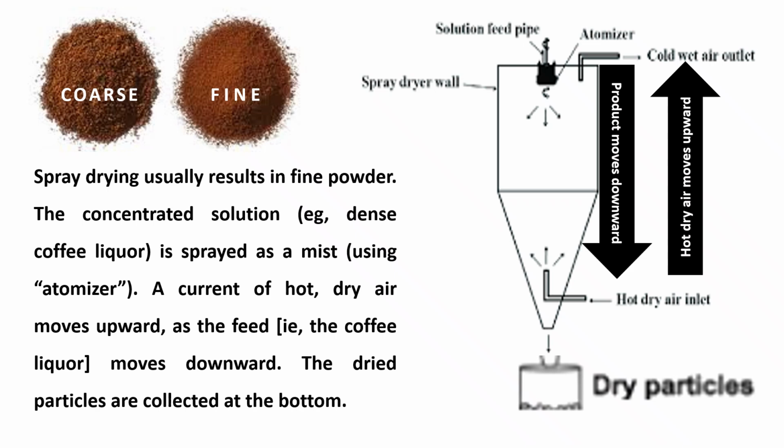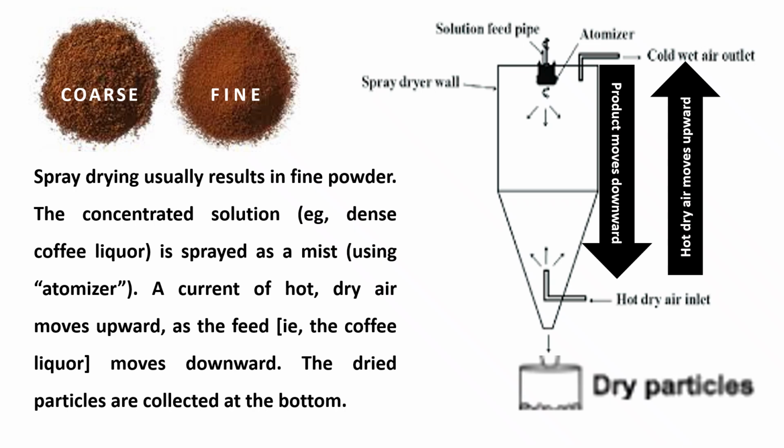A current of hot and dry air moves upward. So the feed is coming down and hot and dry air is going up. They are moving in opposite direction. The fine mist using an atomizer is coming down and the hot dry air current is moving up. The dried products are collected at the bottom. So dry particles will fall at the bottom.